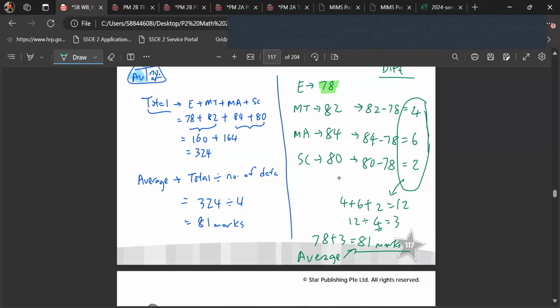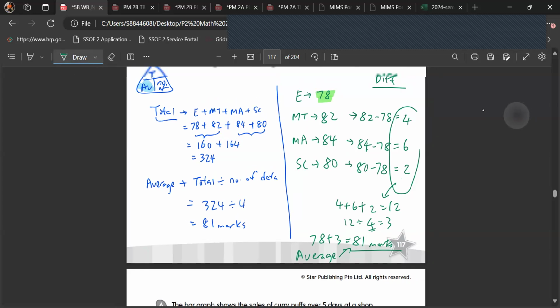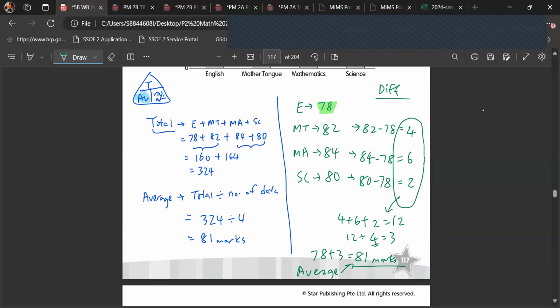Let me explain it very quickly because it's almost time. We have one method of finding average. The first one was to use the total divided by the number of data. The second one we talked about is by regrouping, giving to each other until we are all the same.